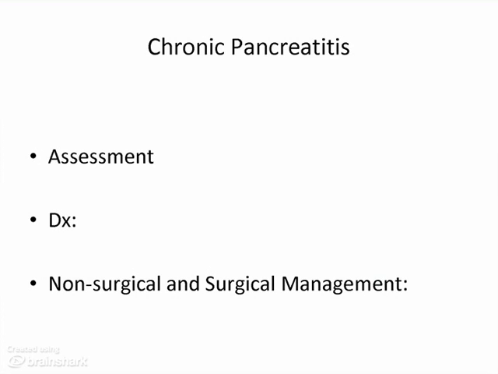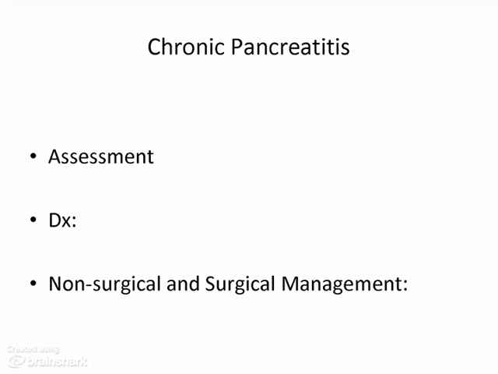The assessment of chronic pancreatitis will show a dull, nagging pain rather than the sharp acute pain of acute pancreatitis in the left upper quadrant, vomiting, weight loss, steatorrhea or clay-colored stools, jaundice, and elevated glucose. Diagnostically, we can assess the situation with an ERCP, an MRI, a CAT scan, or by fecal analysis.